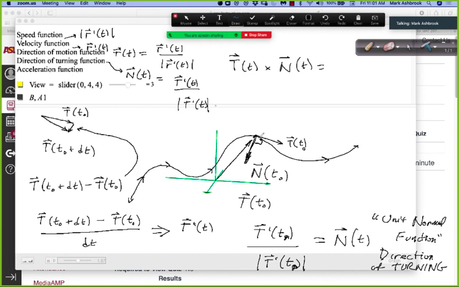If you put your index finger this way on your right hand, so that your third finger points kind of down into the page, then your thumb will point into the screen. This is called the binormal unit vector. B for binormal. So this would be B of t naught. And it's orthogonal to both of those other two.